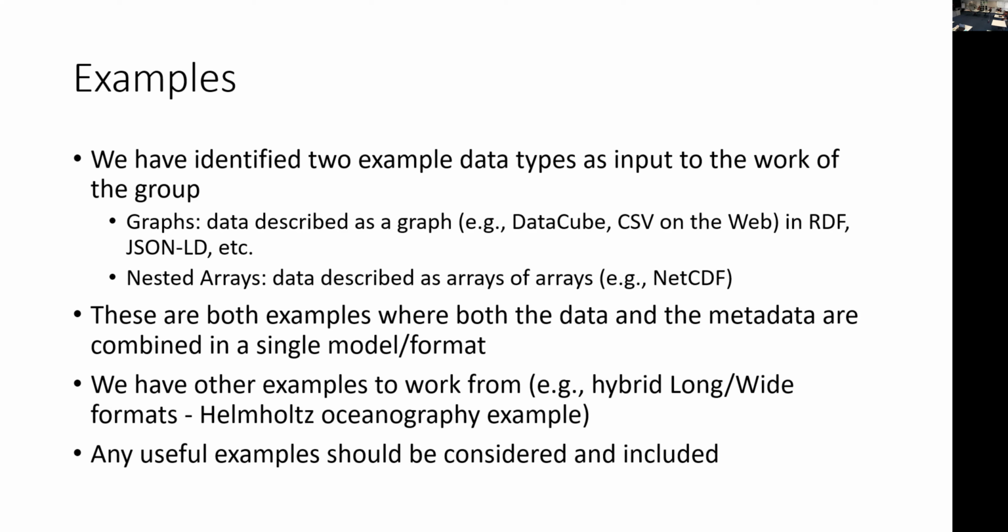But there are other examples that we could look at. The Helmholtz oceanography example that we've mentioned earlier, the one data set we've been working from, is kind of a hybrid long-wide format. When you go to the Pangaea site where that data set is available, you can actually choose to download it as a long data set with a single set of observations, which is pretty interesting because the default presentation is as a wide data set, and neither one of them is completely obvious. So examples like that might be useful as we get into this work.